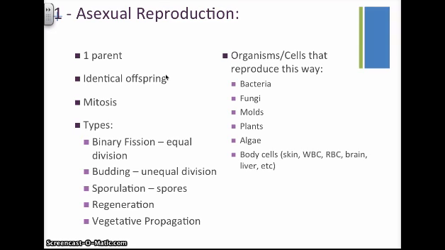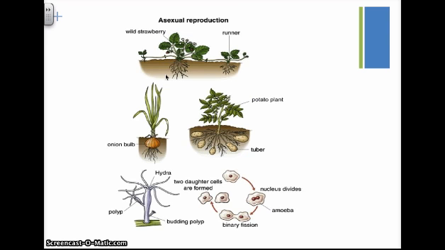Some examples of organisms or cells that reproduce this way: bacteria, fungi, molds, plants, algae, and body cells, including skin, white blood cells, red blood cells, brain, liver, etc. Here are some pictures to help you remember the different types of asexual reproduction.